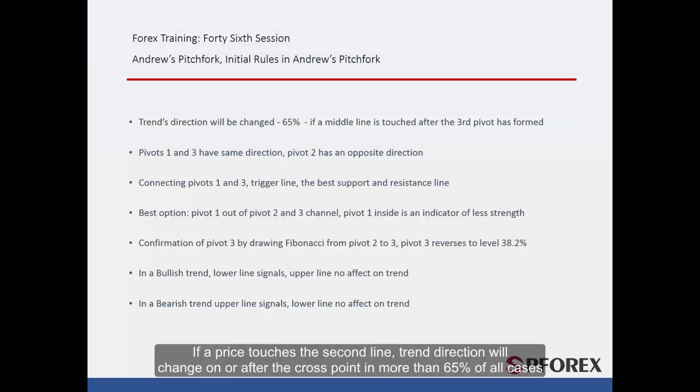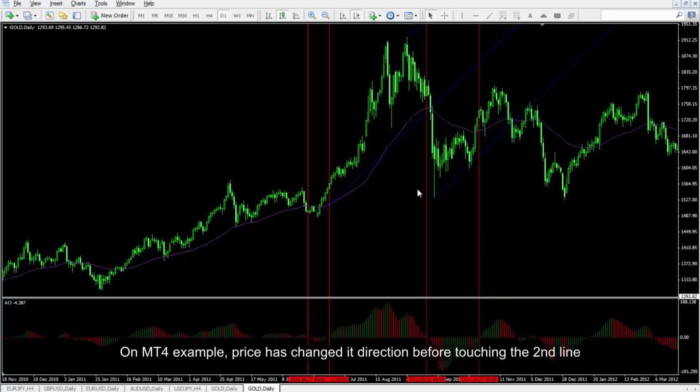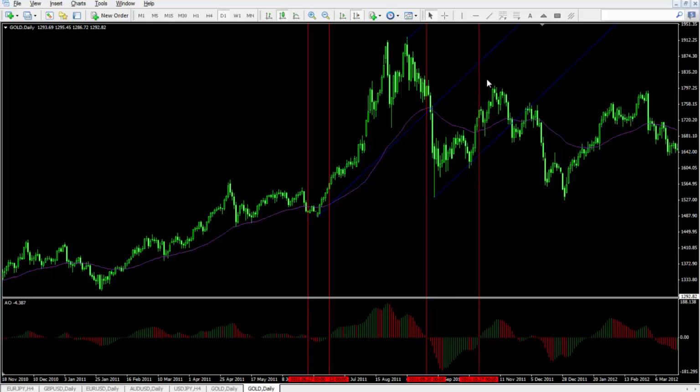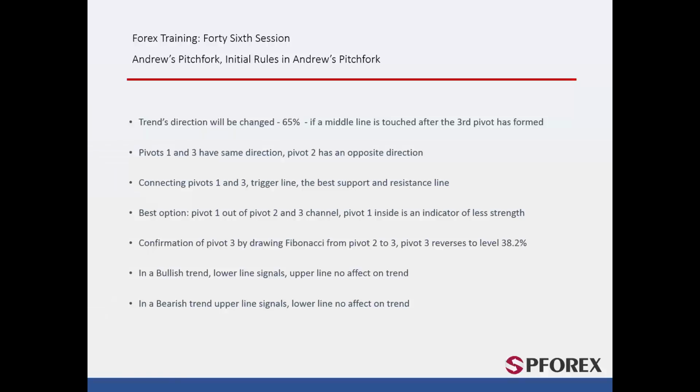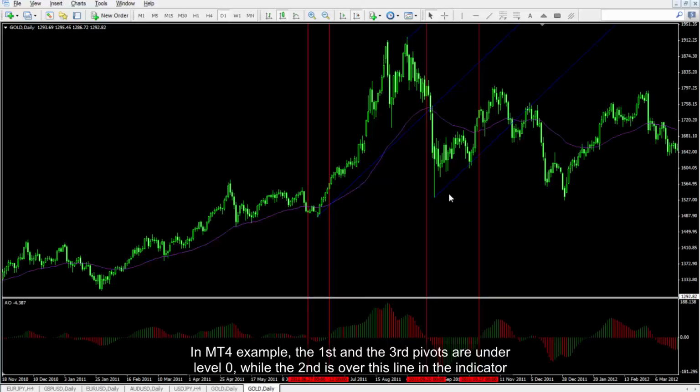If a price touches the second line, trend direction will change on or after the cross point in more than 65% of all cases. In the MetaTrader 4 example, price has changed its direction before touching the second line. The first and third pivots have the same phase on an indicator chart, while the second pivot has an opposite phase. In the MetaTrader 4 example, the first and third pivots are under level 0, while the second is over this line in the indicator.